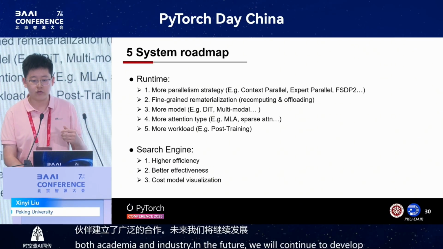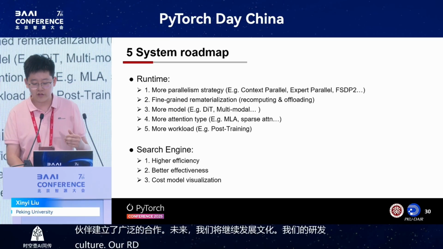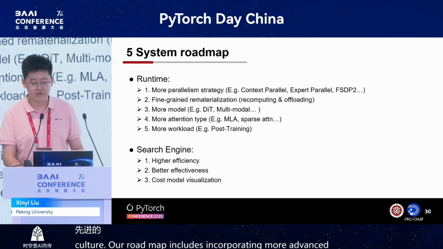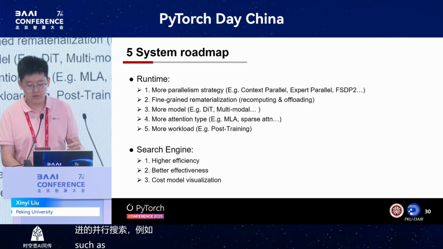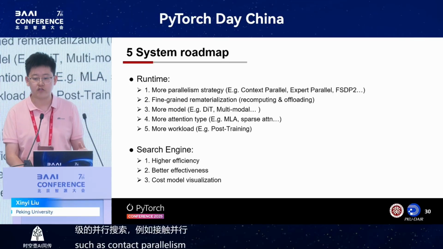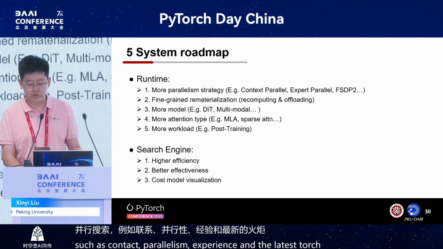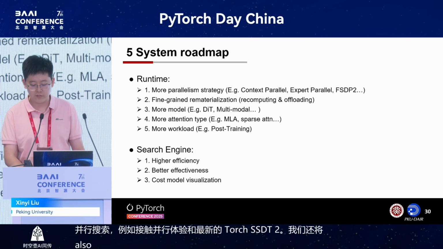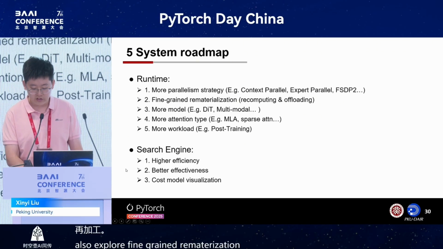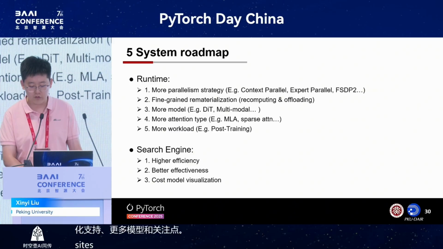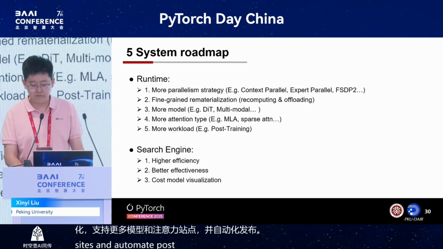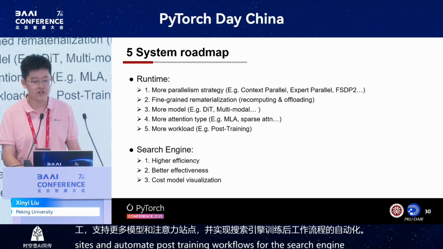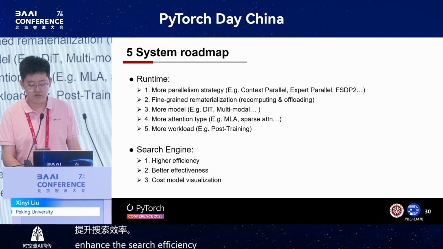Our roadmap includes incorporating more advanced parallel strategies such as context parallelism, expert parallelism, and the latest torch FSDP2. We will also explore fine-grained rematerialization, support more models and attention variants, and optimize post-training workflows. For the search engine, we aim to enhance the search efficiency, reliability, and visualization features.